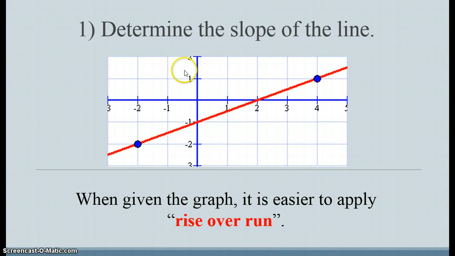So we are going to determine the slope of a line. As I told you before, this is our Cartesian plane, and we are finding two spots right here. One is located at 4, 1, and the other one is located at -2, -2. Alright. When given the graph, it is easier to apply the rise. Remember, the rise is in the y-axis, and the run should be in the x-axis.